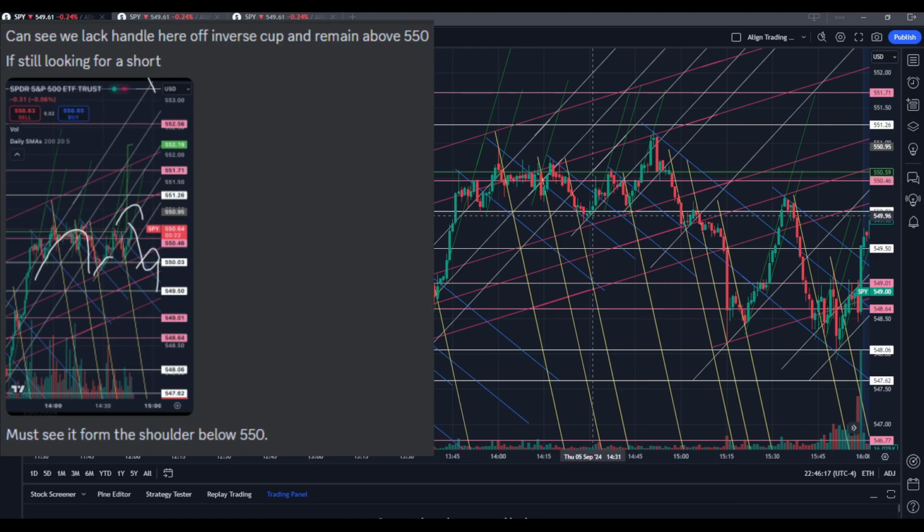So once we close this inverse cup right here, back to that 550 level, you see how we form this handle within the white, and there is this head and shoulder entry right there.